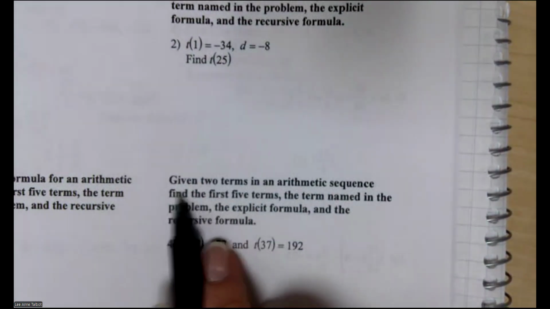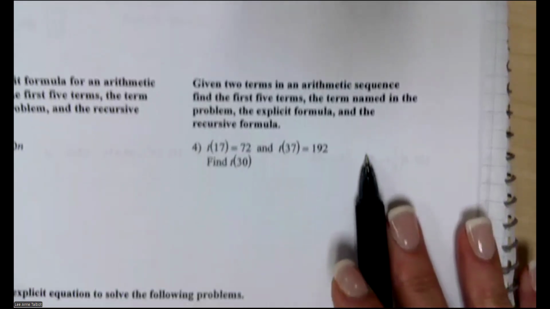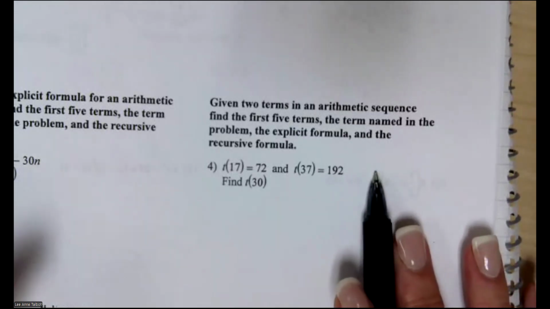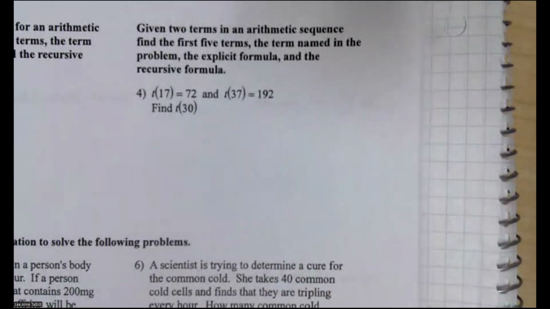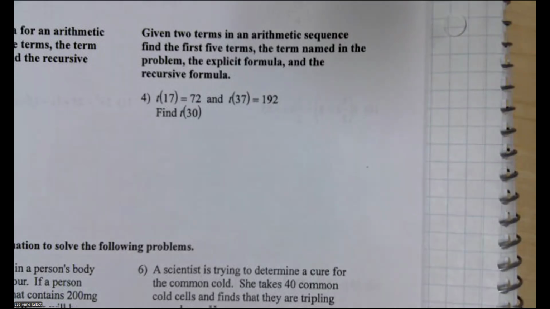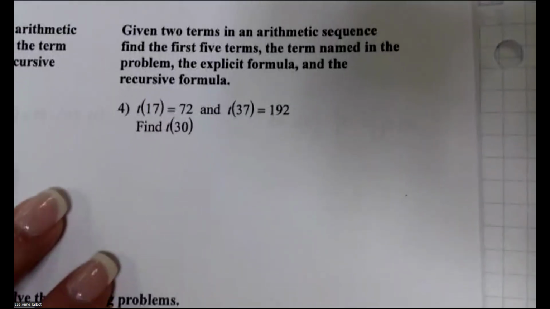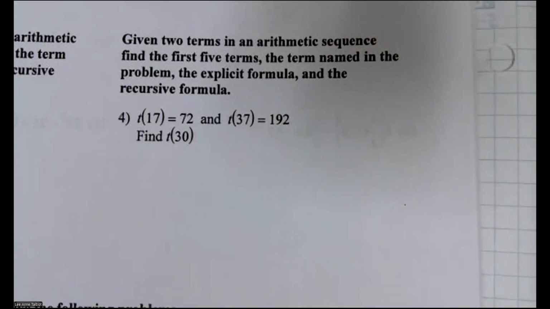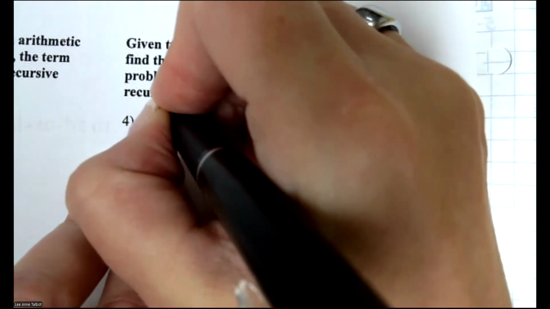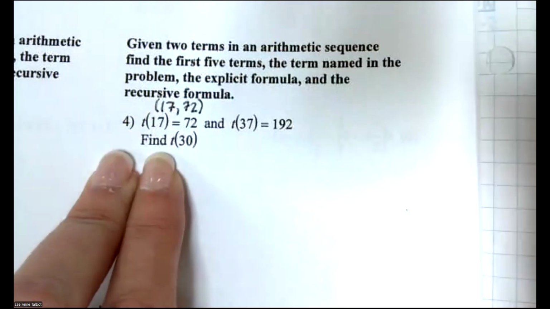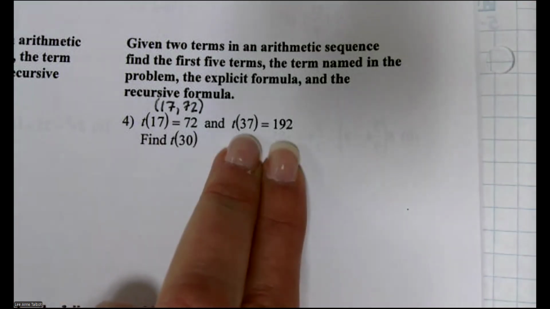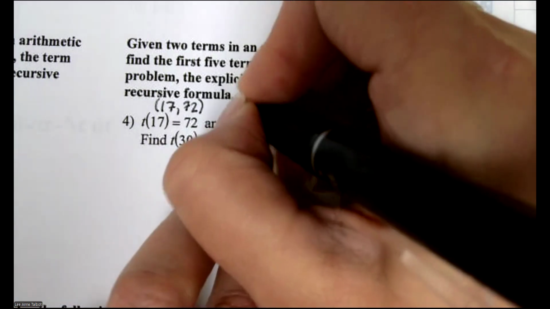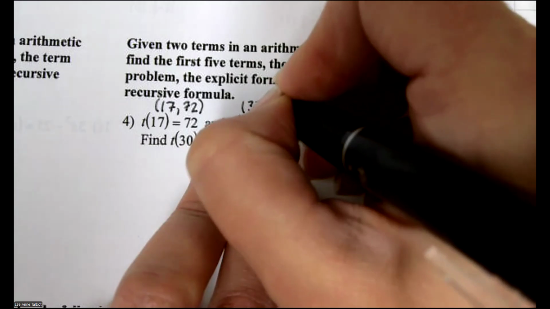Okay. Given two terms in an arithmetic sequence, find the first 5 terms, the term named in the problem, the explicit formula, and the recursive formula. Man, I asked you to do a lot of stuff in this little space. Okay. Now, what if I took this and rewrote it 17, 72? And what if I took this and rewrote it 37, 192?